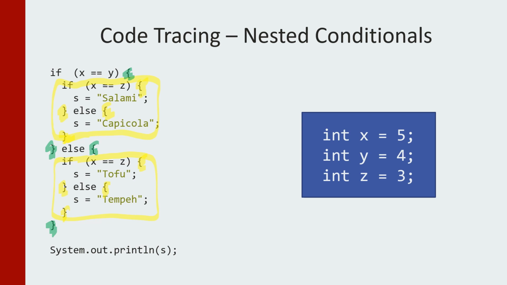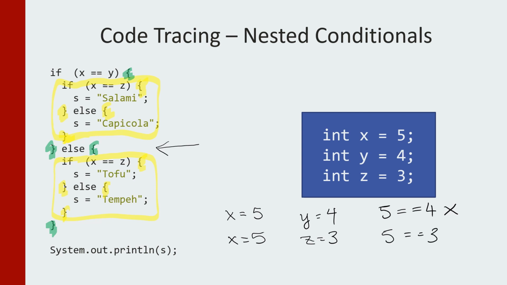If x is equal to 5 and y is equal to 4, and I'm actually writing this out, does 5 equal 4? No. So I know that I need to go inside my else. Inside my else, I'm going to check if x is equal to 5 and z is equal to 3, well, is 5 equal to 3? No. And so I know that I'm not inside this if statement either, so I'm expecting this to print out Tempa.